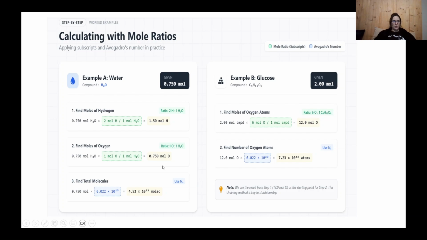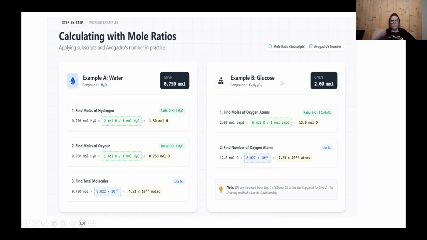If you wanted to figure out the total number of molecules, you'd use Avogadro's number. Sometimes that's denoted by, I know it's hard to see, N with a little subscript A. So you would take the moles, for example, of oxygen, multiply it by Avogadro's number, and that is how many atoms. Why does it say molecules? I'm sorry, I'll change it. That's supposed to say atoms. There are 4.52 times 10 to the 23rd oxygen atoms.